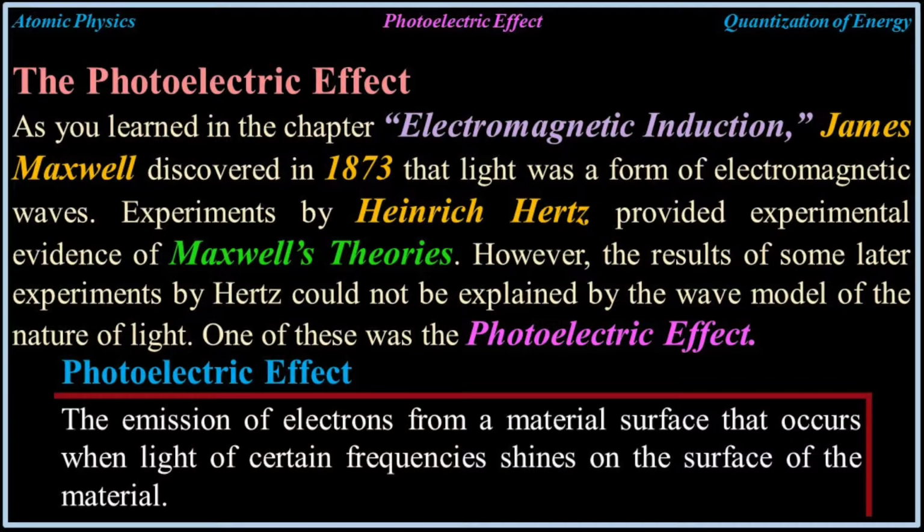The photoelectric effect. As you learned in the chapter Electromagnetic Induction, James Maxwell discovered in 1873 that light was a form of electromagnetic waves. Experiments by Heinrich Hertz provided experimental evidence of Maxwell's theories. However, the results of some later experiments by Hertz could not be explained by the wave model of the nature of light. One of these was the photoelectric effect: the emission of electrons from a material surface that occurs when light of a certain frequency shines on the material.